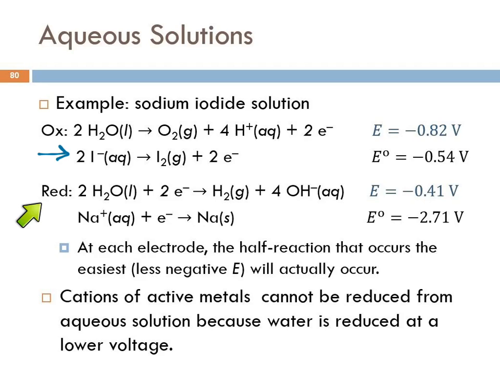For the reduction reaction, we also have 2 possibilities: the reduction of water, the reduction of sodium ion. Well, sodium ion has a standard potential of minus 2.71. The reduction of water is minus 0.41. So that's going to be easier to do. And so that is the reaction that will occur. So for each of the electrodes, the half reaction that occurs the easiest, the one with the less negative or the more positive E, is the one that will actually occur.